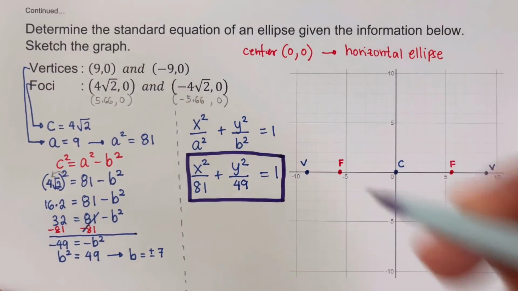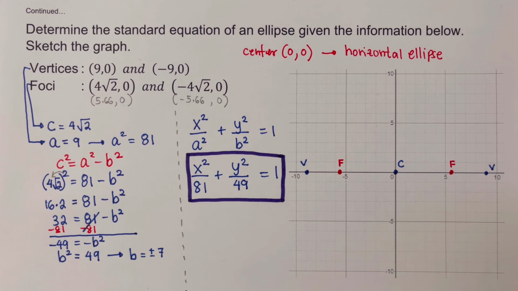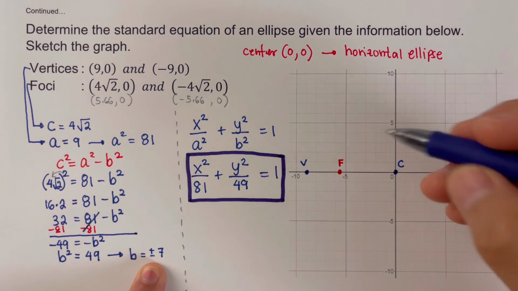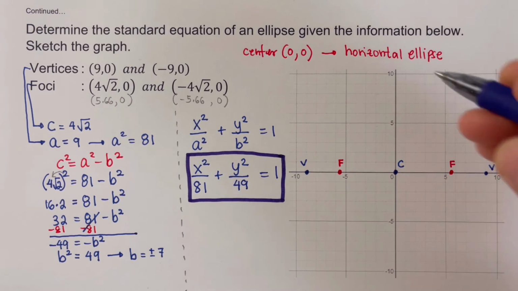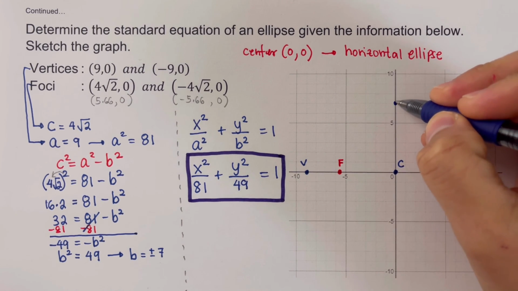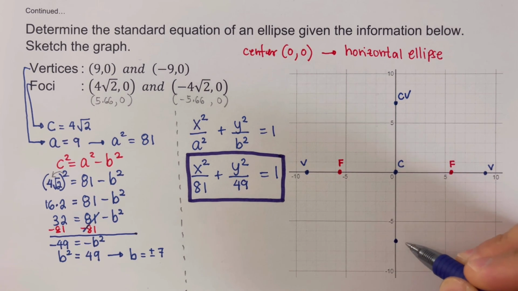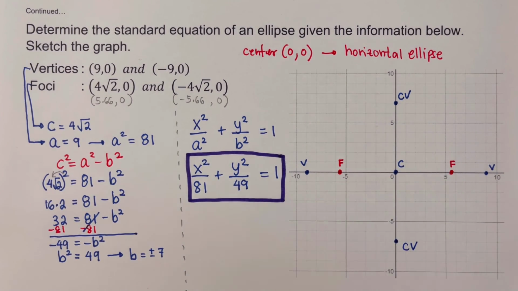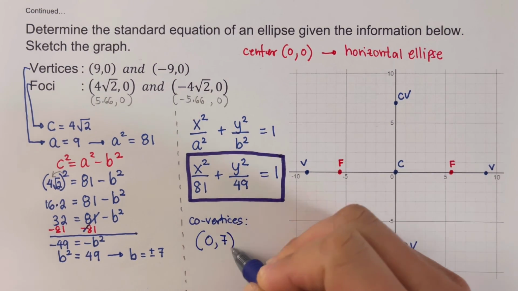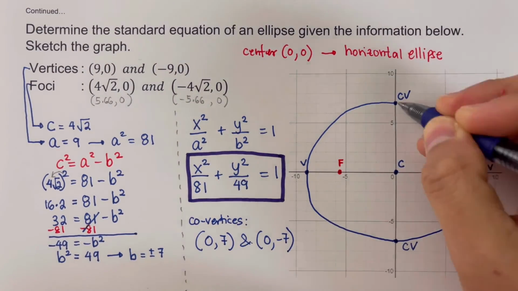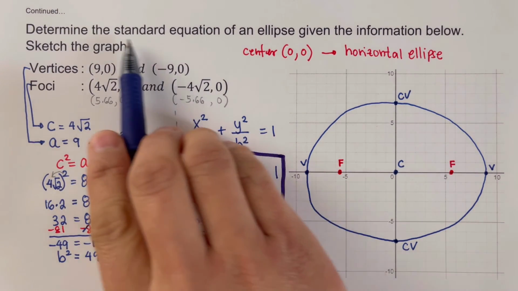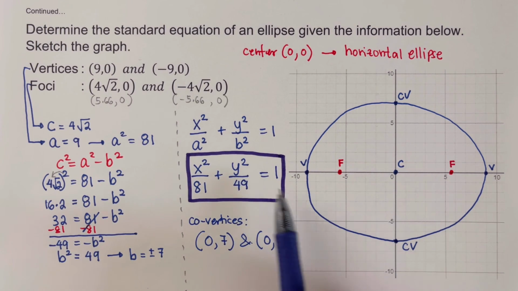And so we can go ahead and sketch the graph of this ellipse. So we say that our b is plus or minus 7. This represents the distance from the center to the co-vertex. So I go up 7 and down 7. So this is where the co-vertex is going to sit. So I will label that as co-vertex. And then the other co-vertex is going to be down here. And so we can go ahead and write the coordinate of the co-vertex down here. So this is the equation of this problem right here, and this is the graph of this ellipse.